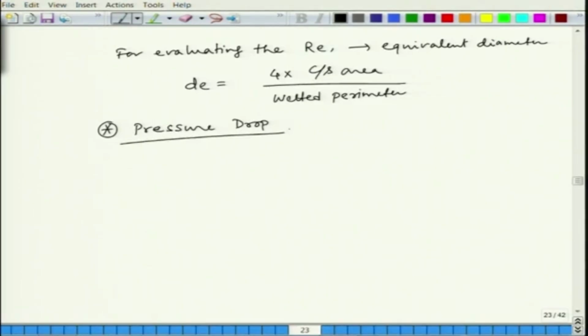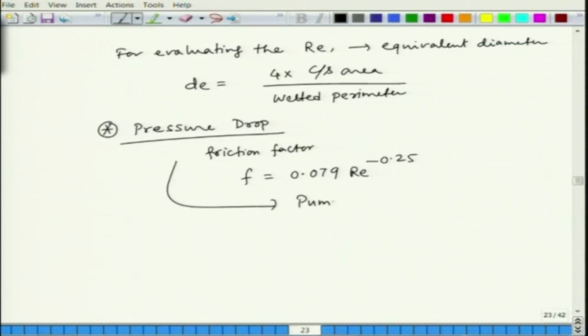And another important aspect of this is you need to know the pressure drop, right. So, you are flowing air through a channel, and that is why a pressure drop will happen, which will tell you how much power your compressor or blower will consume. Okay. So, this pressure drop is given through the friction factor, and this friction factor f is 0.7079 Reynolds number to the power minus 0.25. Okay. And this you require to obtain the pumping power.